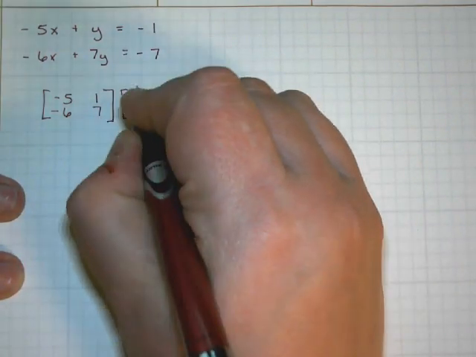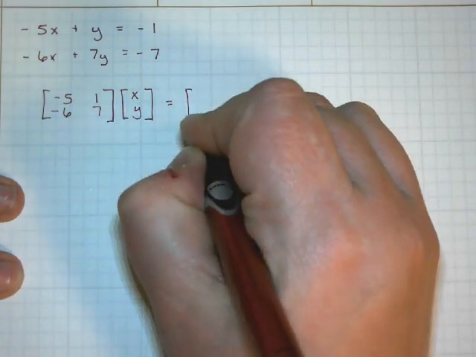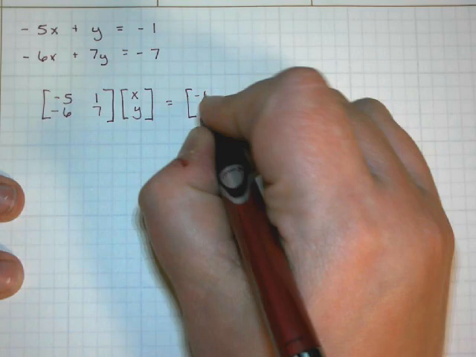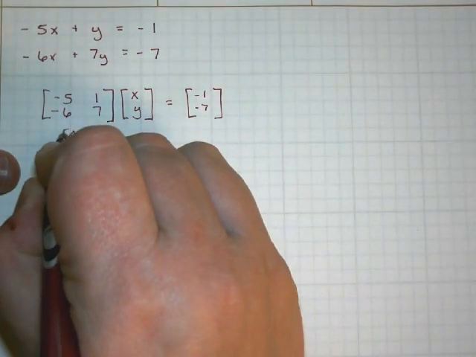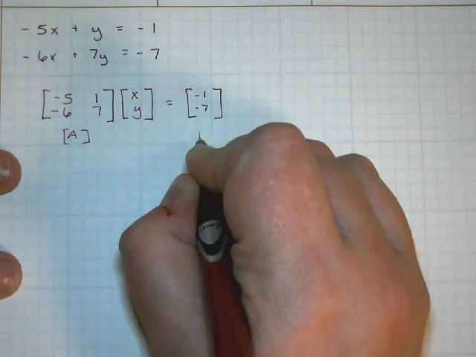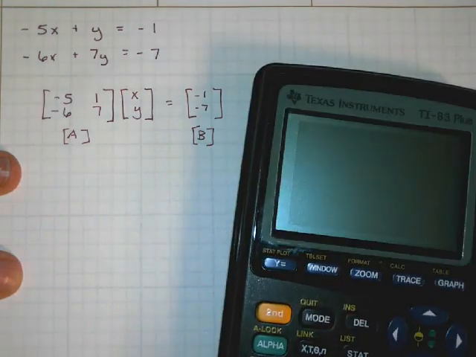My next matrix is x and y. And my last matrix are these answers over here, -1, -7. I'm going to call this matrix A and this matrix B. And I want to go ahead and enter those into my calculator right now.